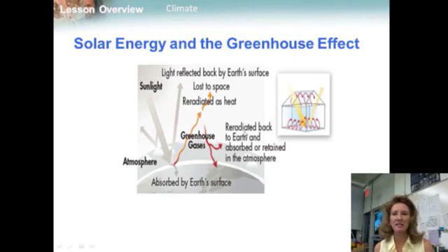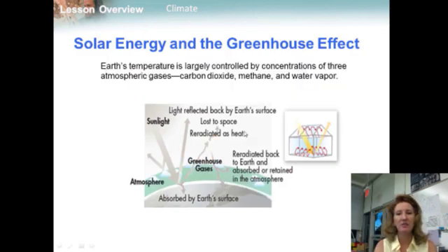The balance between heat that stays in the biosphere and heat that is lost to space determines the Earth's average temperature. Earth's temperature is largely controlled by concentrations of 3 atmospheric gases: carbon dioxide, methane, and water vapor. These greenhouse gases function like glass in a greenhouse, allowing visible light to enter but trapping heat through a phenomenon called the greenhouse effect. If greenhouse gas concentrations rise, they trap more heat, so Earth warms. If their concentrations fall, more heat escapes and Earth cools.